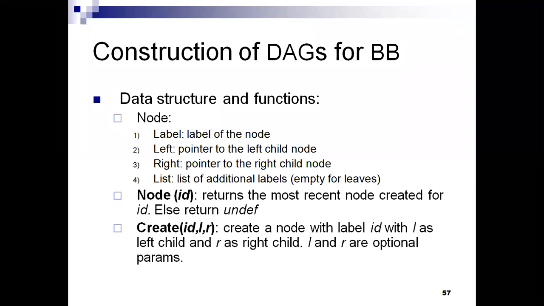When you have a question like this, asking to explain the data structures, you need to explain the four data structures: label, left, right, and list. For the node, these are the four data structures. And explain the functions of the DAG; we have only two functions, one for creating the nodes and one for defining them. It returns the most recent node created for the ID. ID is an identifier here.